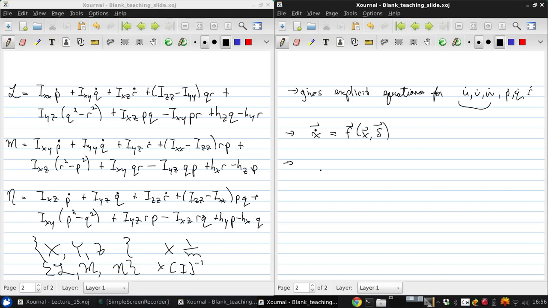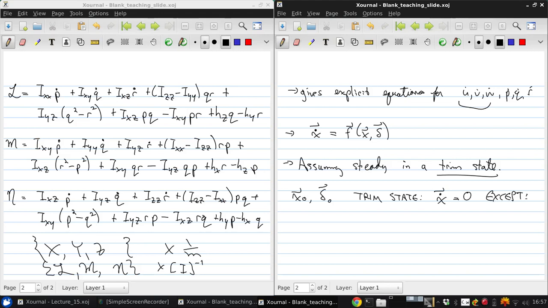We do that by assuming steady flight in a trim state. And we call the trim state X naught, delta naught. So the definition of the trim state is one for which the time rate of change of the state vector is zero, except for the position rate and the heading rate components.